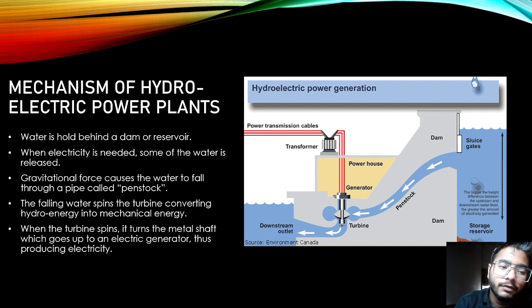When electricity is needed, some of the water is released. The gravitational force causes the water to fall through a pipe called the penstock. This is a sort of pipe known as the penstock, and the water falls through this pipe. This falling water spins the turbine, converting the hydro energy into mechanical energy. When the turbine spins, it turns the metal shaft which goes up to an electric generator, thus producing electricity.